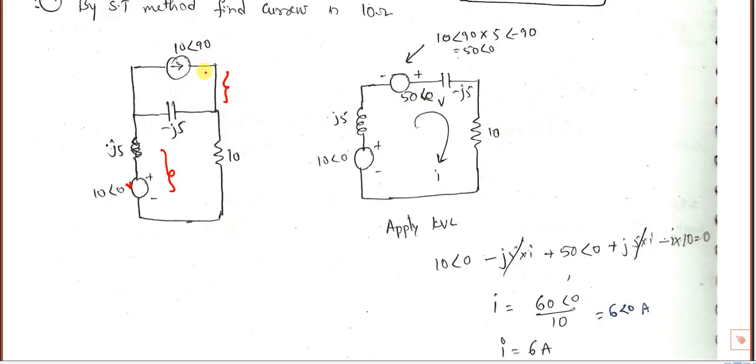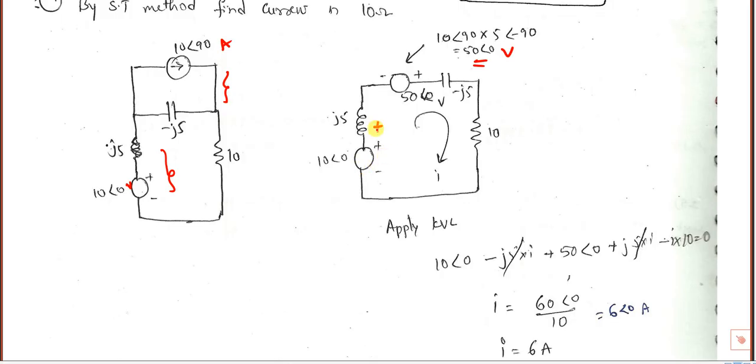So V is equal to IR. I is 10 angle 90 amperes. I into R gives 50 angle 0 volts, and the same impedance you have to connect in series. Whatever is in parallel with the current source, the same thing you have to connect in series. Now these two voltage sources are in series, so I can find the current. Apply KVL for this.